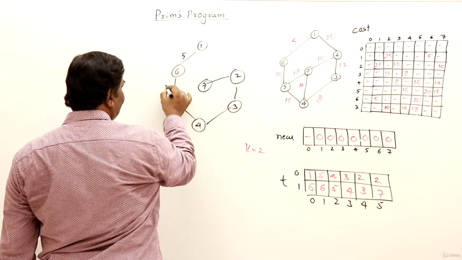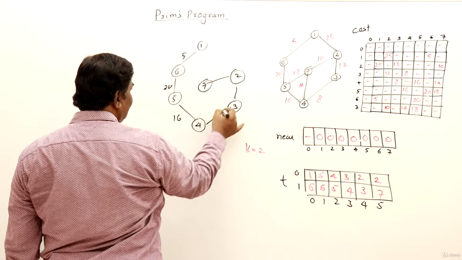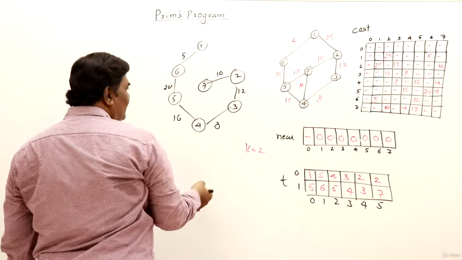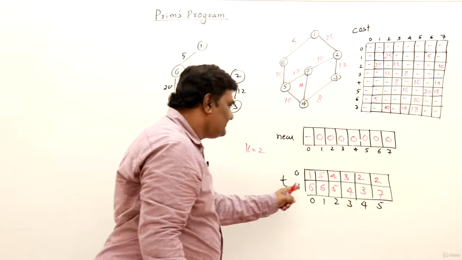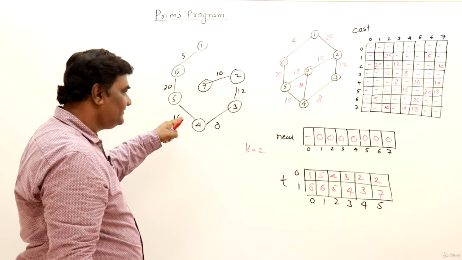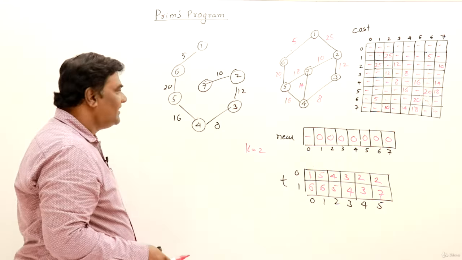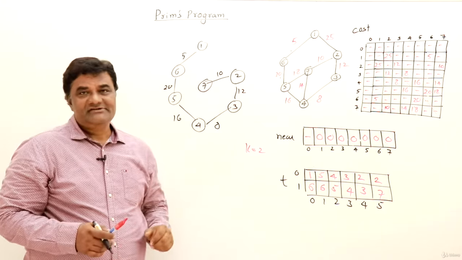And this is 5 and 20 and 16, 8 and 12 and 10. This is the minimum cost spanning tree. This tree is showing about this one. So I have drawn the diagram for this one. So that's all about the working of the Prim's algorithm.